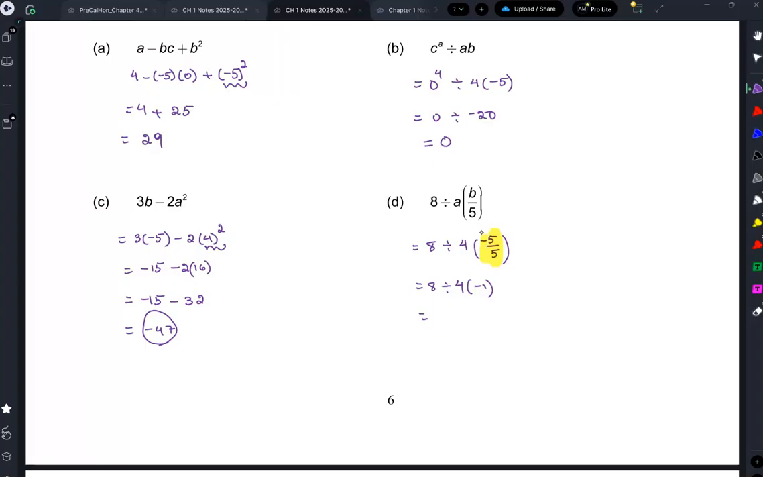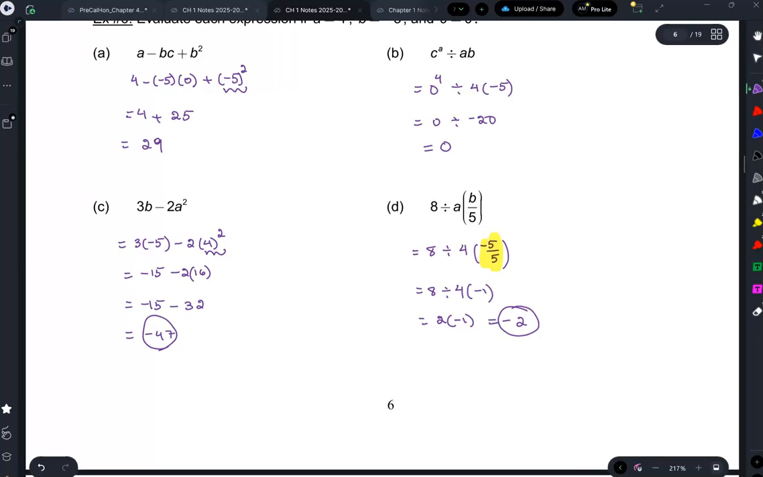Okay. So now how am I going to do this? So now I'm going to do left to right. So first I do 8 divided by 4. What do I get? 2 times negative 1, negative 2. Okay? And that's it. That's the lesson for today.